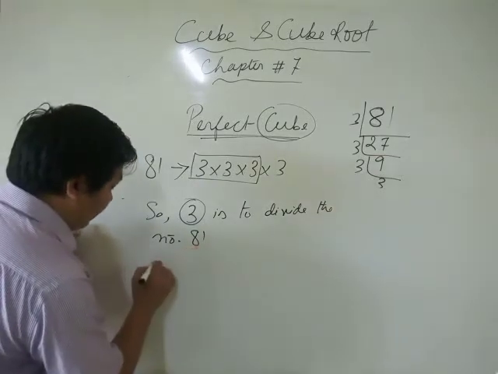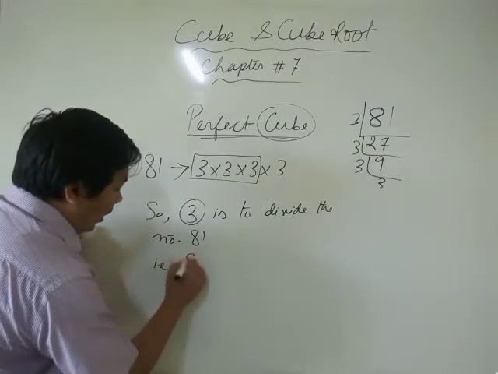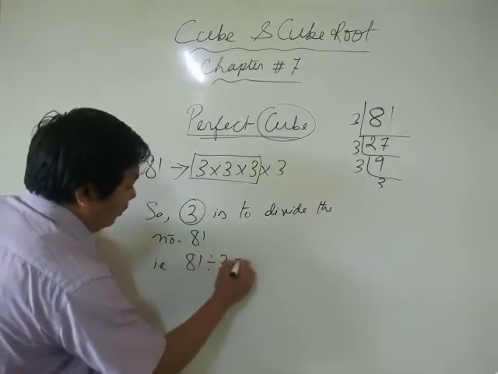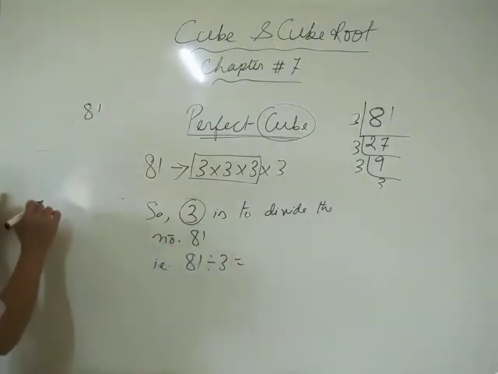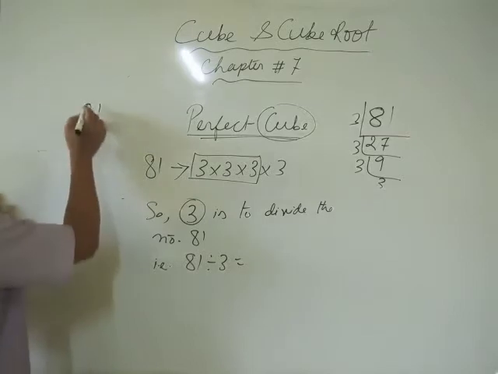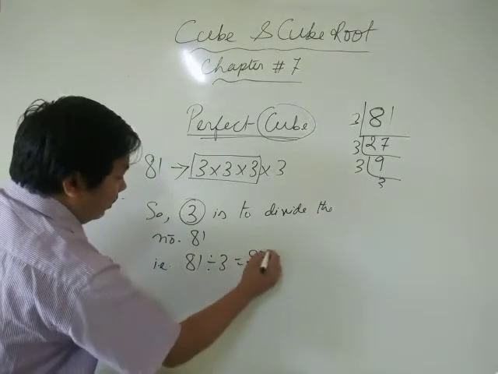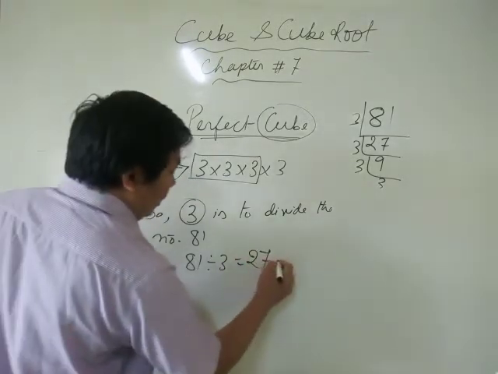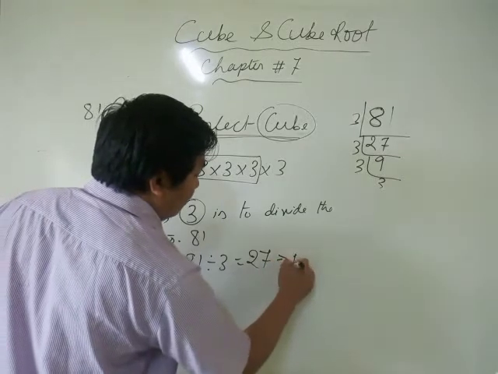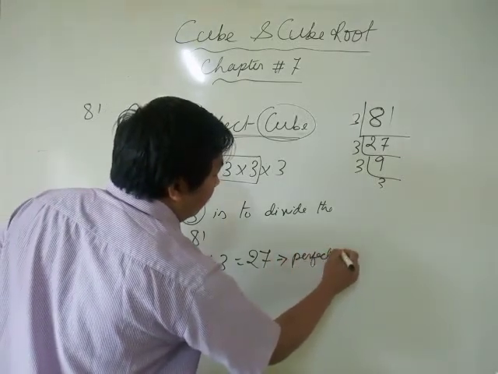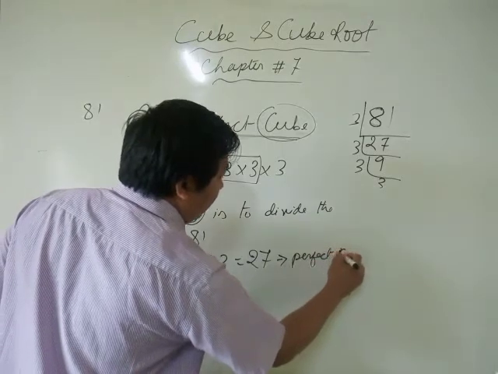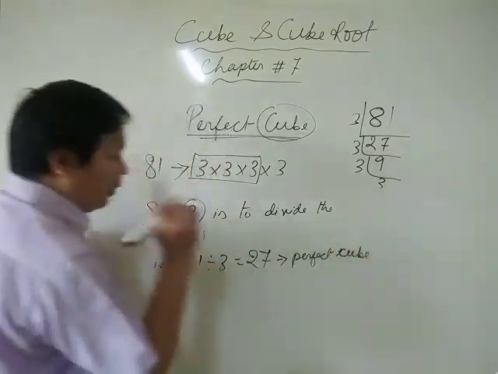81 divided by 3. How much do we get here? Let us see, 81, if you divide by 3, then you will get here, I think, 27. 27 is a perfect square. Actually, not square, perfect cube. It's a perfect cube now.